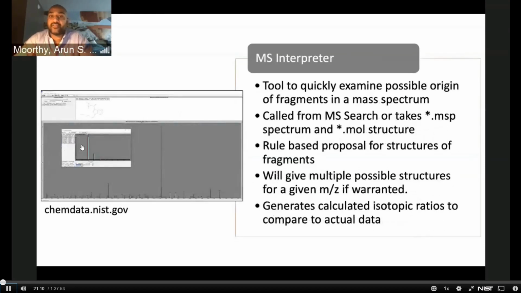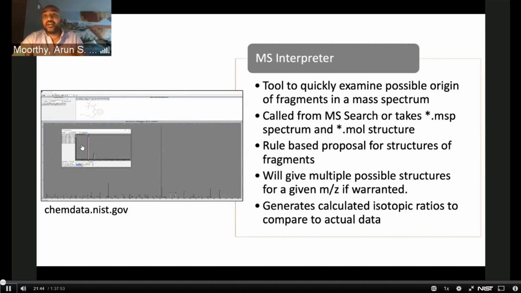But further, we have this tool, MS Interpreter, which is really powerful. It allows you to interrogate your mass spectrum with the potential structure and try to explain possible peaks in the spectrum with that structure. So yeah, this is a real powerful tool. And again, I think that many of our speakers will at least reference it, and so I look forward to hearing what they have to say. And also this tool, as with all the other software tools, is available for free, downloadable at chemdata.nist.gov.